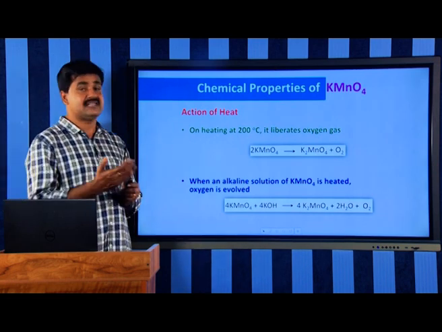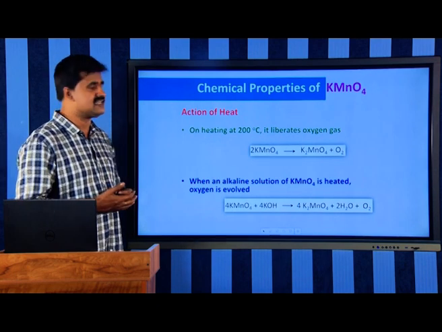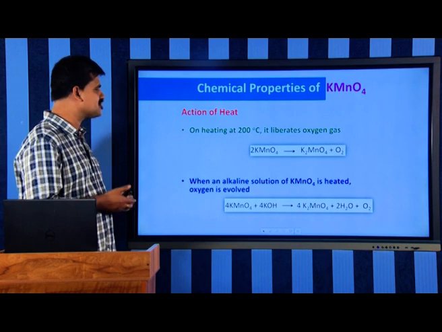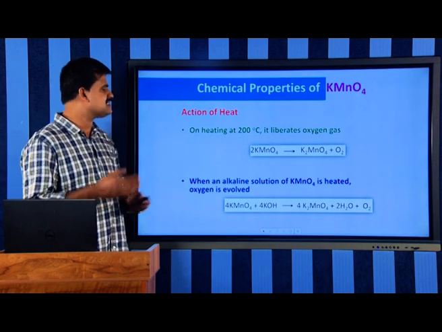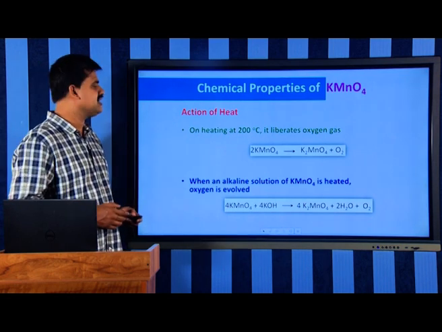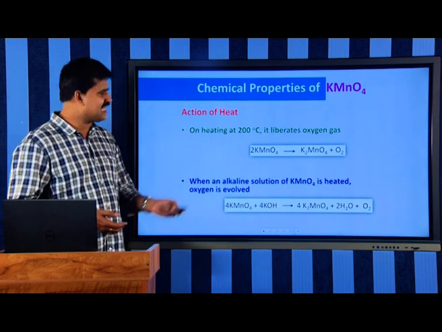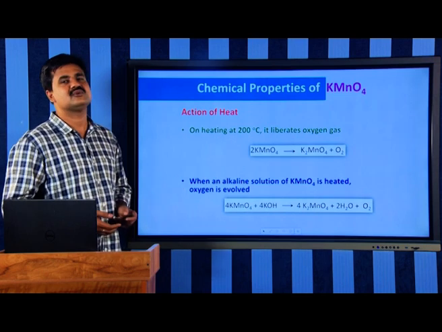When an alkaline solution of KMnO4 is heated, instead of taking pure KMnO4, if we take an alkaline solution of KMnO4, oxygen gas is again evolved as per this equation. Here also the products are potassium manganate, oxygen and also water.